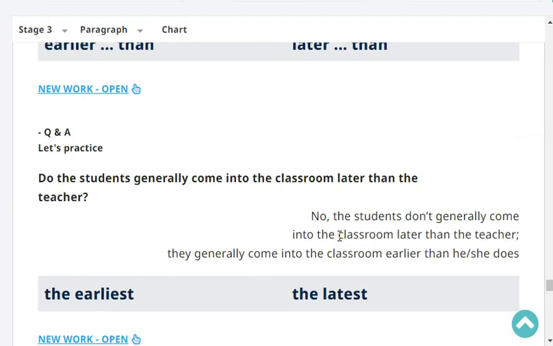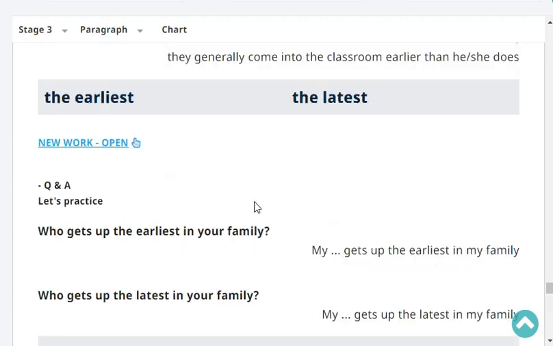Okay. Do the students generally come into the classroom later than the teacher? No, the students don't generally come into the classroom later than the teacher. They generally come into the classroom earlier than he does.